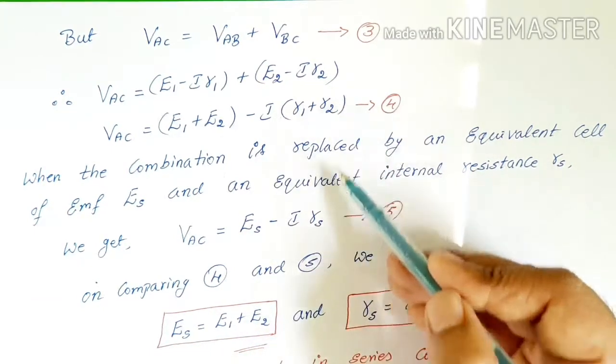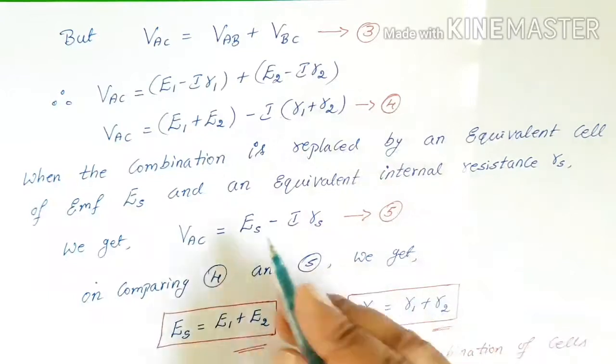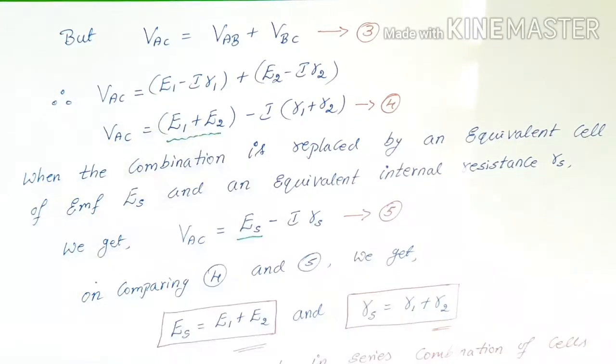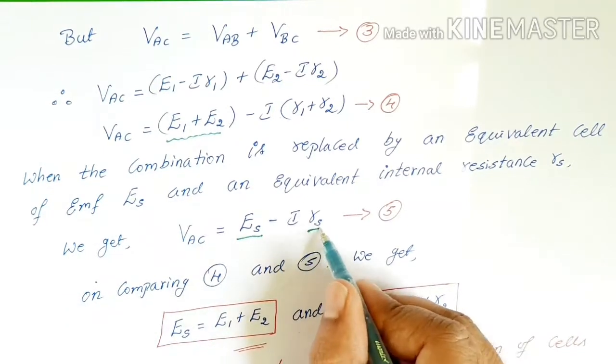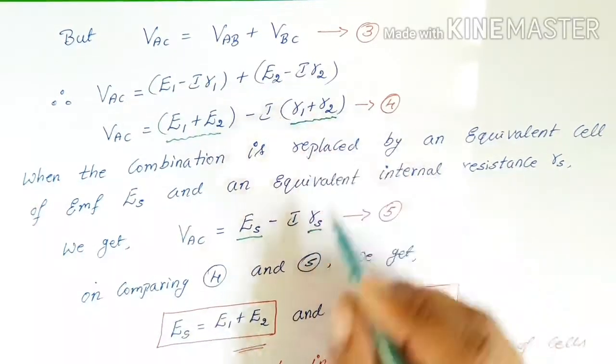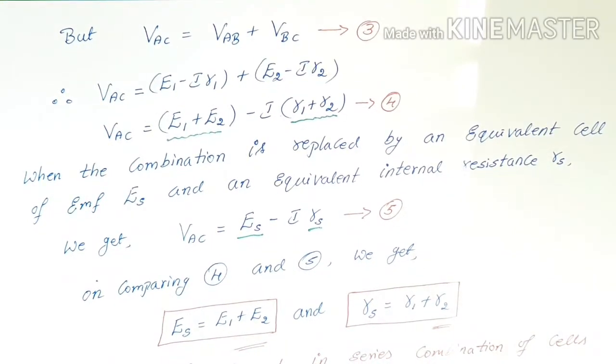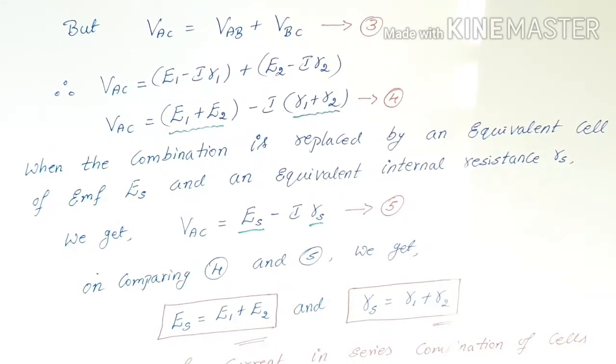Now compare the equation 4 and 5. In equation 4 and 5, the ES can be written as E1 plus E2 and RS can be written as R1 plus R2. So these are the equivalent EMF and equivalent internal resistance when the cells are in series.